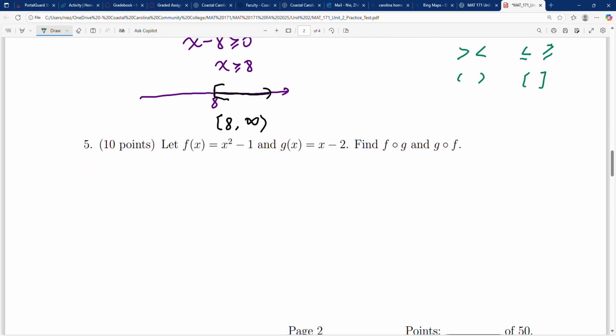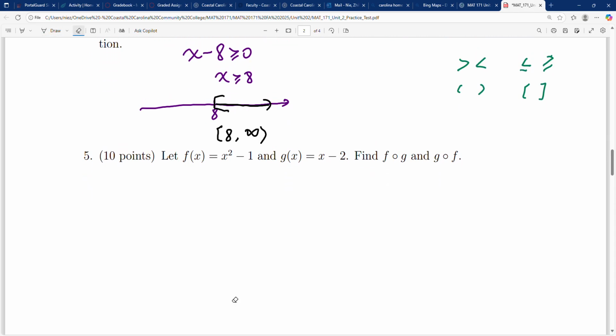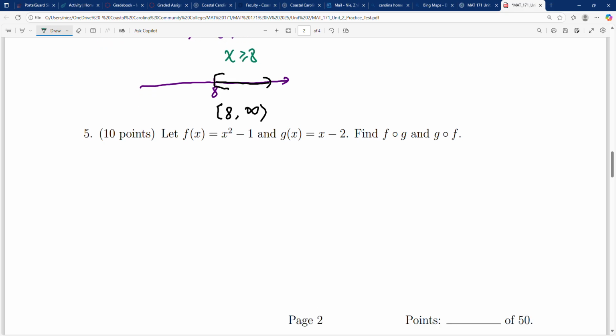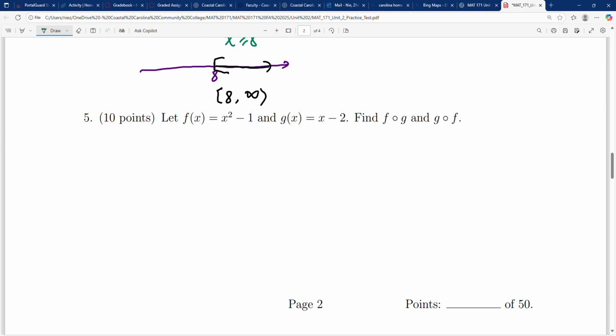Okay, number 5. Number 5 is to find the combination of f with g and g with f. You should realize those two usually are not equal: g circle f and f circle g. Okay, let's do the first one.